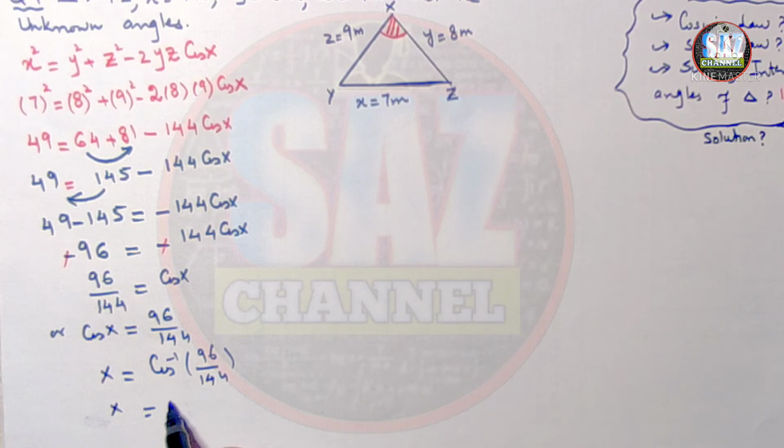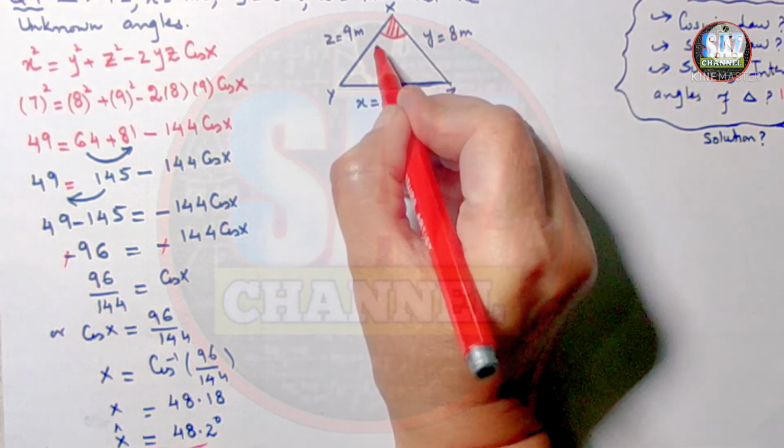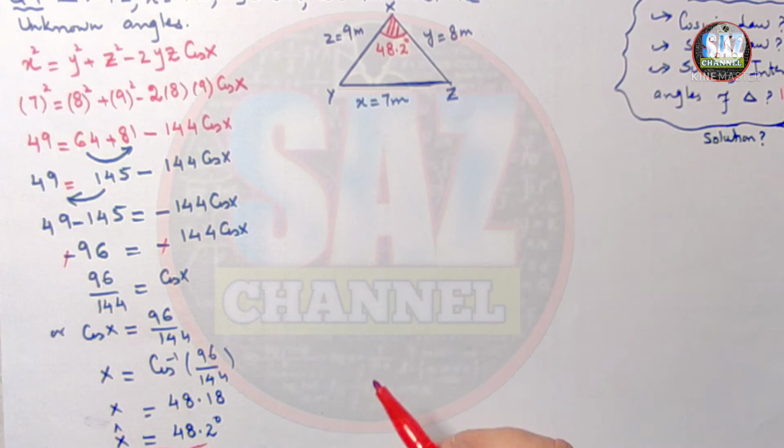x equals 48.18, or angle x, as we have to give our answer to three significant figures, 48.2 degrees. So x is 48.2 degrees. Let me write the value here, 48.2 degrees.